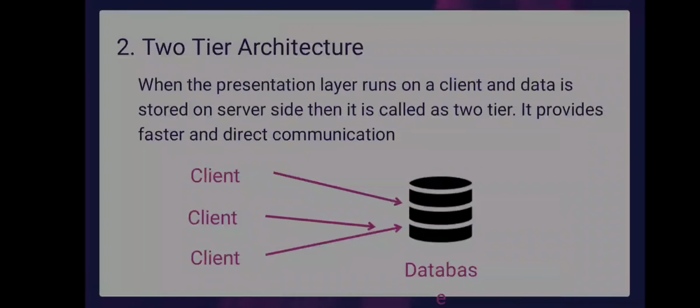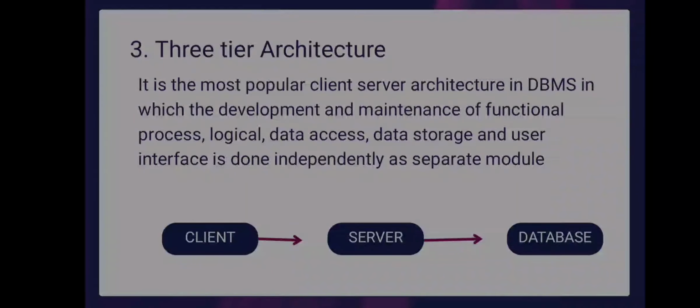The next is two-tier architecture, where the presentation layer runs on a client and the data is stored on the server side. Then it is called two-tier architecture. That is, client and database work separately, which is known as two-tier architecture. The third is three-tier architecture: client, server and database.